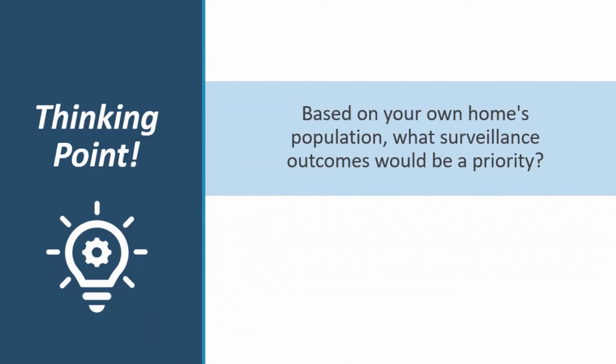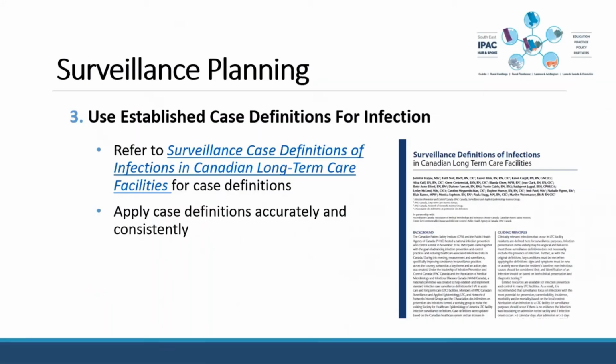And so just based on your own home's population, what surveillance outcomes would be a priority? So it's not a Slido question, but just take a few seconds to write down your answer and reflect on your own home. All right, so we'll move on.